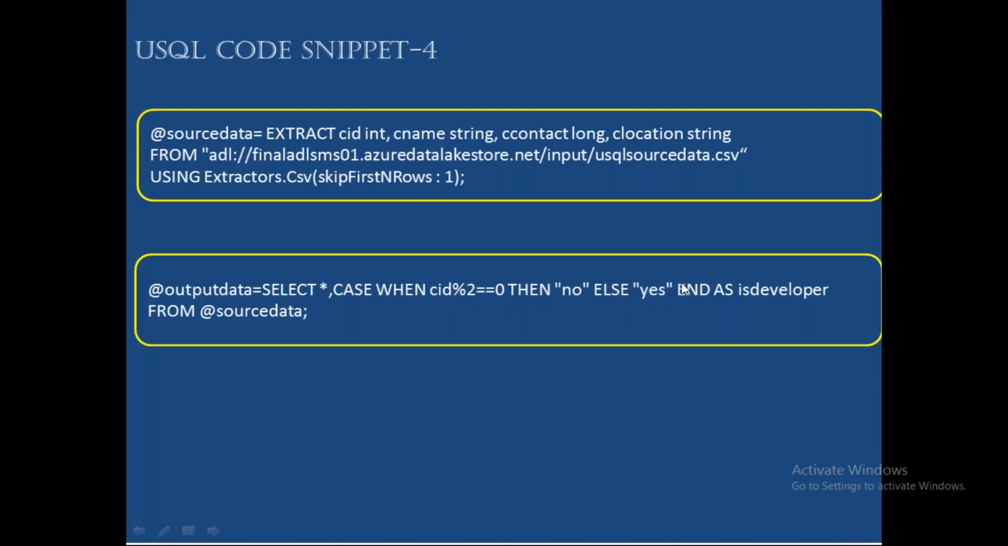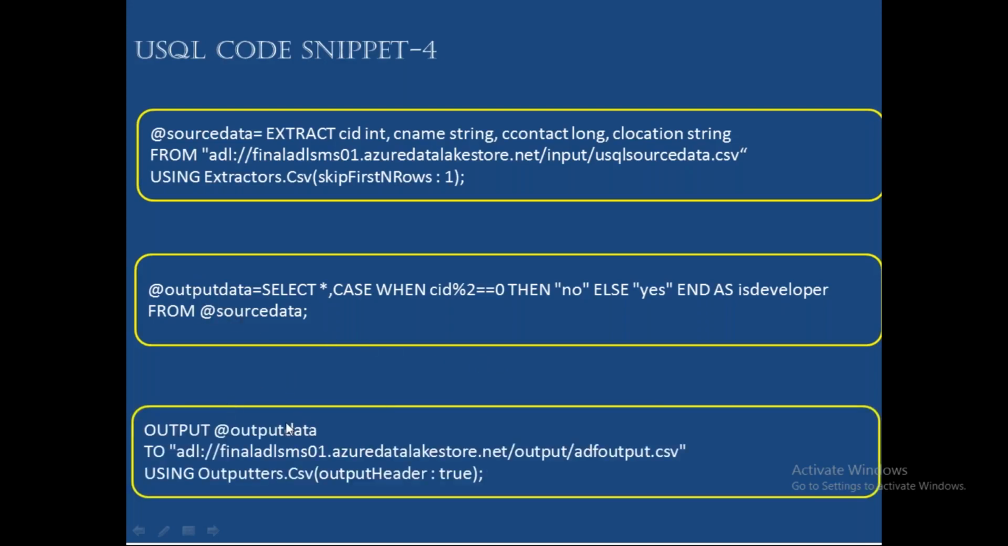Okay, the case statement is ended. This entire column I'm giving the new name as is developer, meaning an alias name. So for this entire case statement, I'm giving the column name as is developer. So my output data is @output data, right? So output is @output data. Write it to this location using this particular outputters.csv.